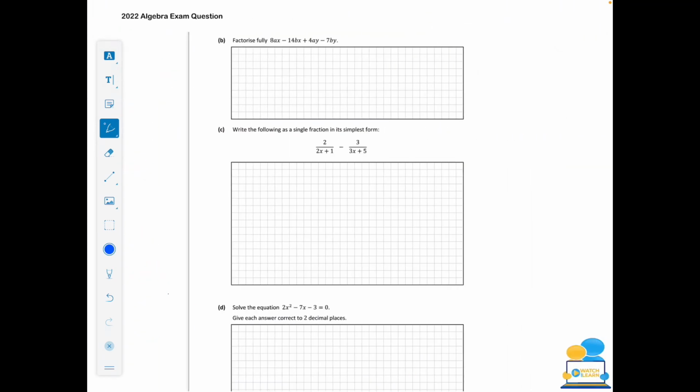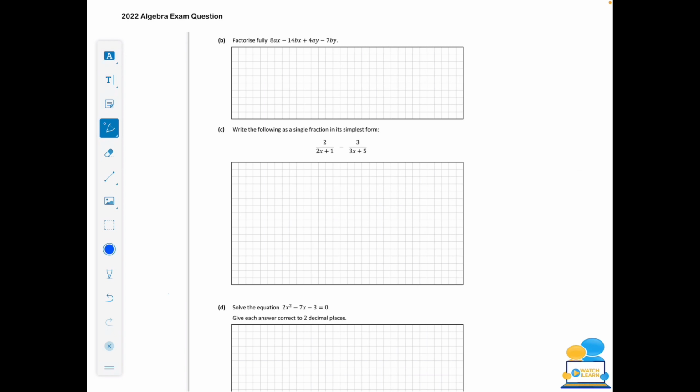Now I'm just going to show you an exam question. This is the 2022 Junior Cert exam question. As you can see, it had a part A, B and C, and it has a little bit of everything in it. What we'd be expecting in the algebra question would be a test of a broad area of your algebra. The first part is factorize.